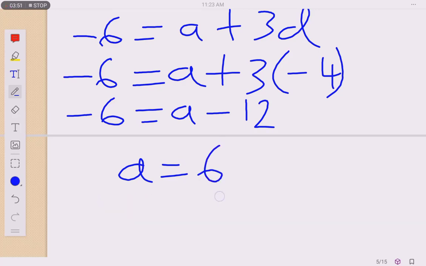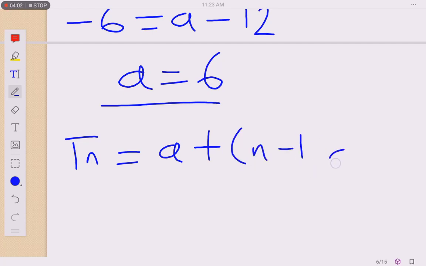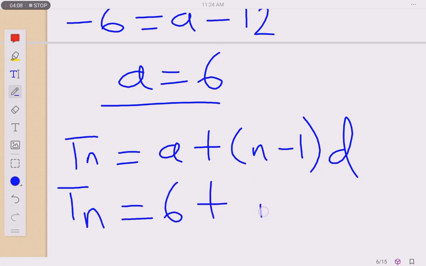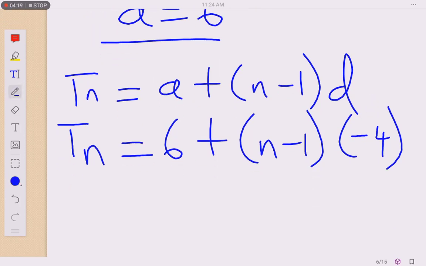6. With this information, we can write our nth term as Tn is equal to A plus (n minus 1) times D. Our A is 6, so it's now Tn is equal to 6 plus (n minus 1) times our D, which is minus 4. Okay, so this is our nth term. If we want to find any term, we are going to use this formula.